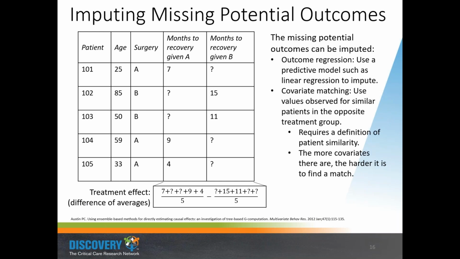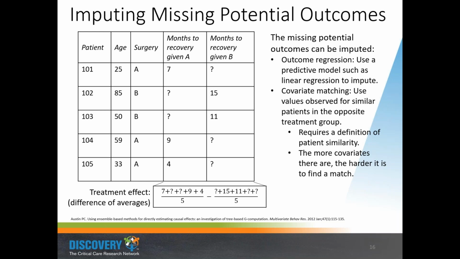Okay. So how do you deal with that then? Well, one approach is to simply impute those potential outcomes. Typically people don't talk about it as imputing the missing potential outcomes, but that's essentially what you're doing. So if you just do an outcome regression, that is, you fit a linear model with the outcome being months to recovery, you just put those two things into one column, and then you get the beta, the coefficient of surgery on that outcome.